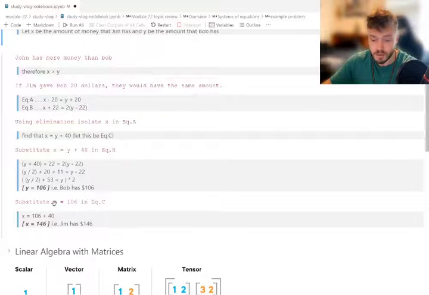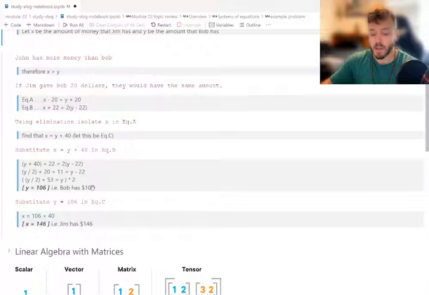So now we can substitute y again into our equation C that we got here. So then we know that x, replace the y with 106, x equals 106 plus 40, x equals 146.